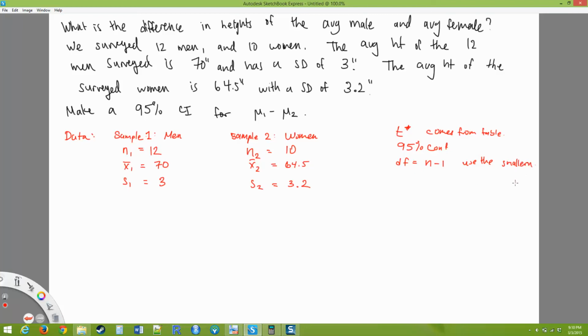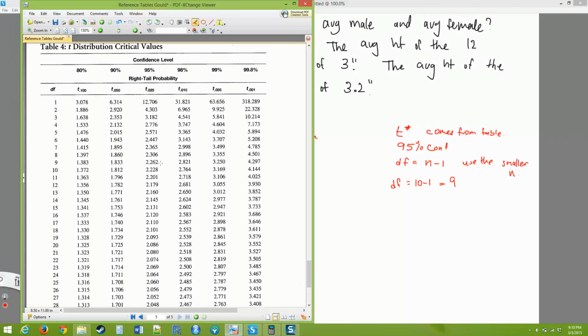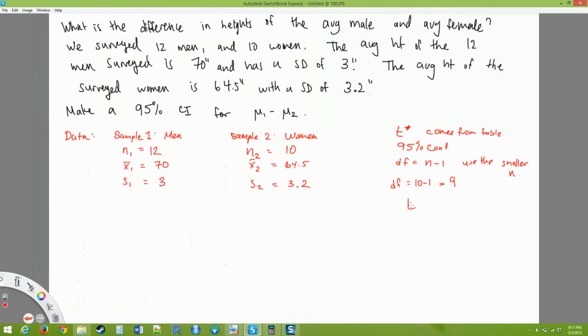Okay? Use the smaller n. So degrees of freedom is going to be 10 minus 1, 9 degrees of freedom. So if I go to my table, 9 degrees of freedom, 95% confidence, what do I use? 2.262. T star is 2.262.